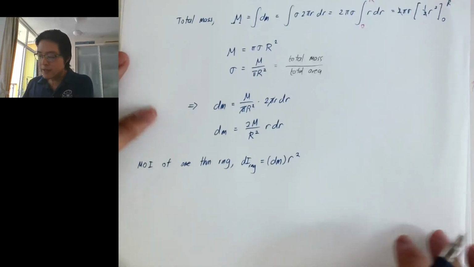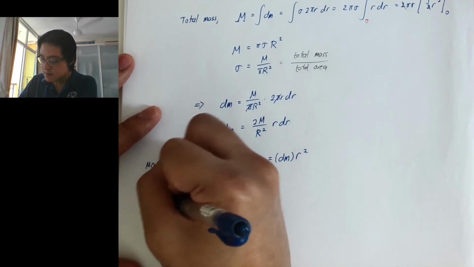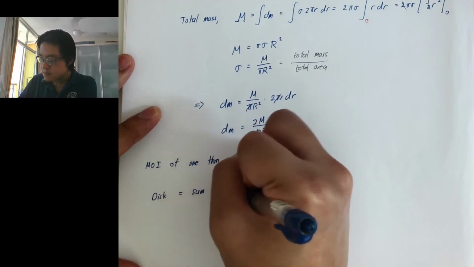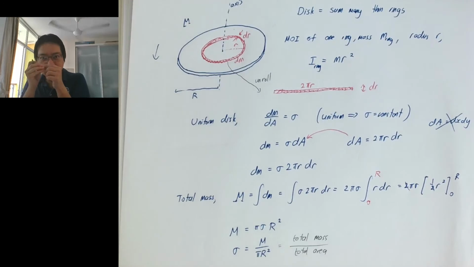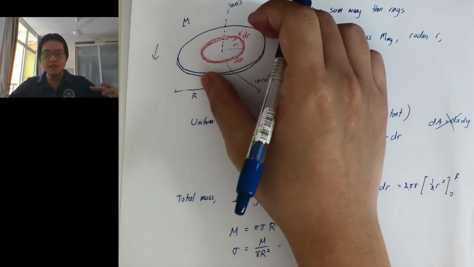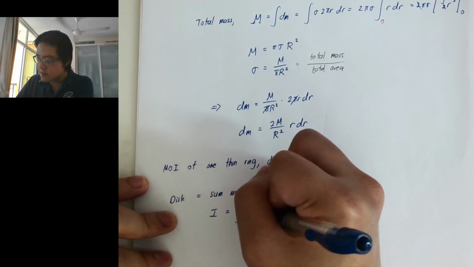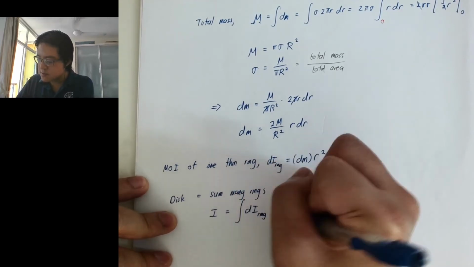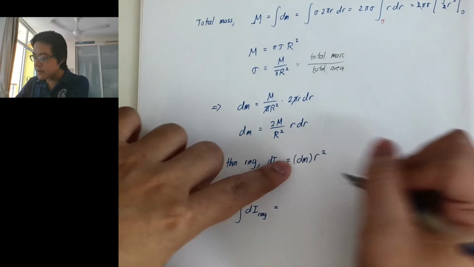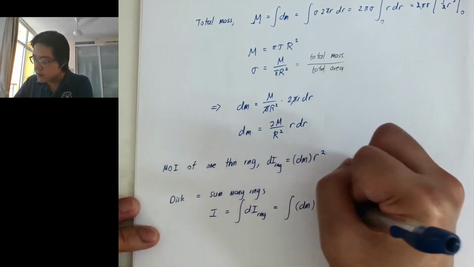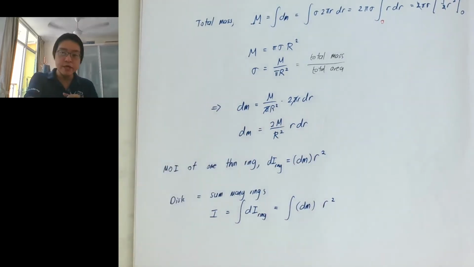Okay, then we say that the disk is just a sum of many rings. The first ring has 0 radius, and then increasing, we add up all the rings until the final one has radius R. So my moment of inertia of the disk is just the integral of all the rings. Okay, so my ring formula is now this: I have dm and then r squared, but I have my expression for dm over here, so let's put this in.